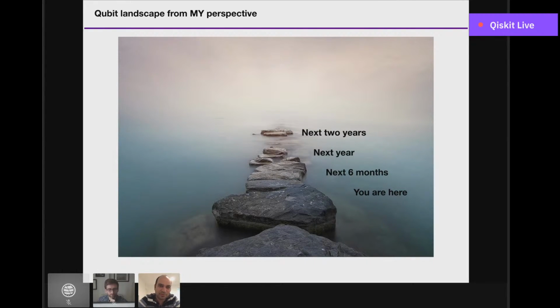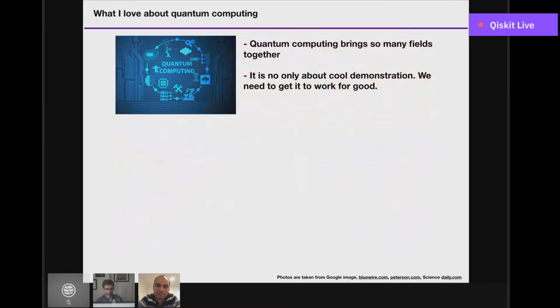But I should warn you before I get to my talk that, at least in the field of quantum computing, this is how I see the landscape. You're kind of here, and I can see the next 6 months. I can see the next year, maybe with some dashed lines, I can see the next 2 years. But after that, if you ask me what you are going to exactly work on, I think it's very difficult to say right now. As we go forward, we see more and more through this fog. And that's why I think it makes it a very, very interesting problem.